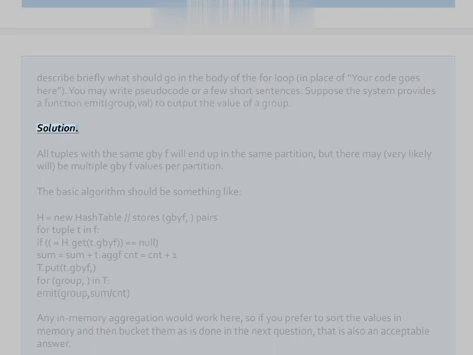Solution. All tuples with the same GBYF will end up in the same partition, but there may, very likely will, be multiple GBYF values per partition. The basic algorithm should be something like: H = new hash table, which stores GBYF, (sum, cnt) pairs. For tuple t in F: if H.get(t.gbyf) equals null, initialize it; otherwise sum = sum + t.aggf, cnt = cnt + 1, and H.put(t.gbyf, (sum, cnt)). For each group in H, emit(group, sum/cnt).